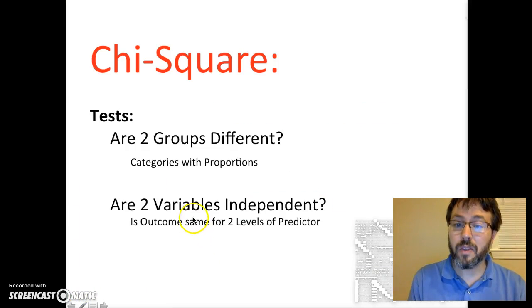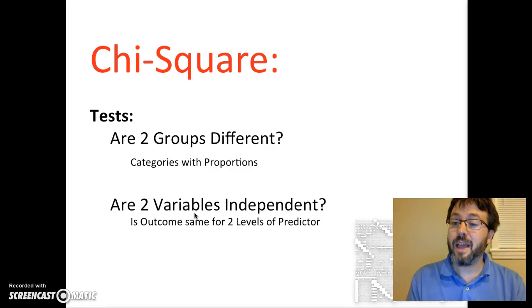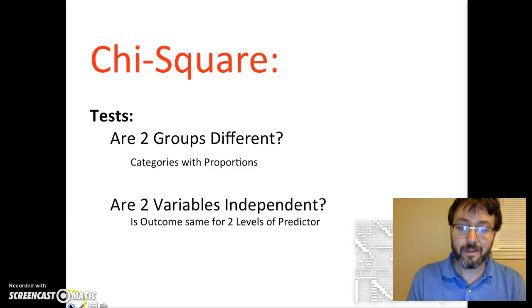So here you see, are these two variables independent? So is stress level and academic activity, are those variables independent? Do the proportions of students with high stress and faculty with high stress differ or not?